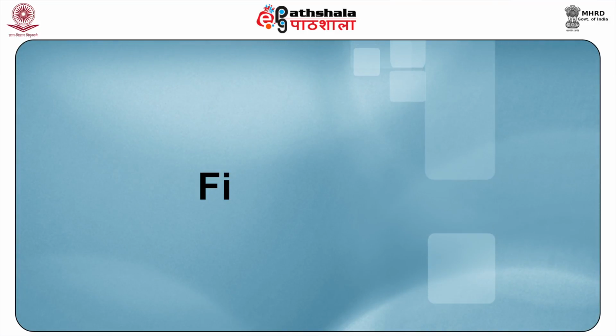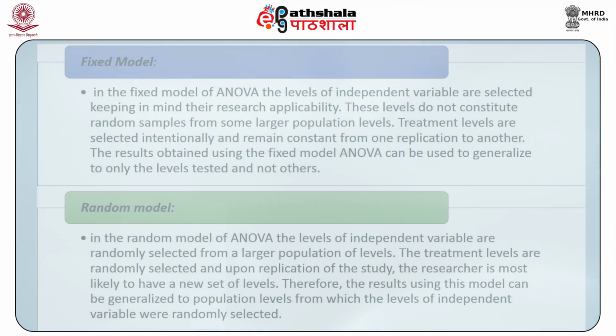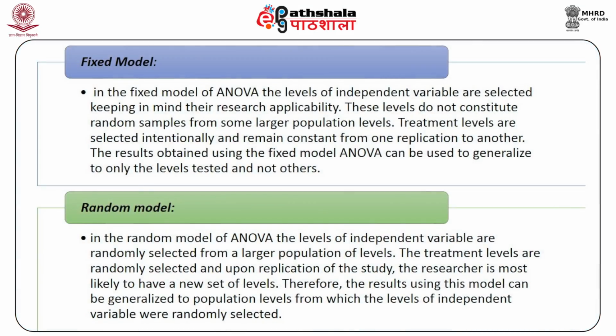at random. Fixed model: if levels of the independent variable are selected because they are of interest, or are all the possible levels, it is a fixed model. The levels do not constitute random samples from some larger population of levels. Treatment levels are selected intentionally and remain constant from one replication to another. One can generalize only to the levels tested with the help of this model.